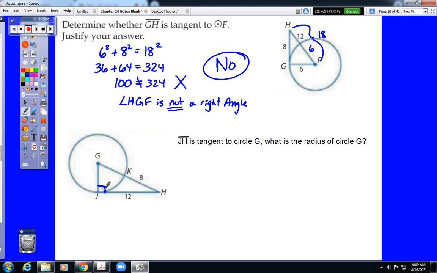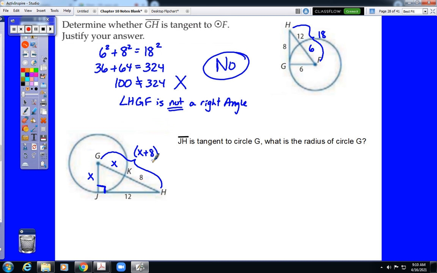Well, we don't know what that radius is, so we use the value we always use when we don't know something, and that is a variable x. Now notice that I labeled both GJ and GK with an x, because the 8 is only the distance from K to H, and we don't know the rest of this distance. So the big trick to this problem is remembering that when we add x and 8 together, we get the quantity x plus 8.